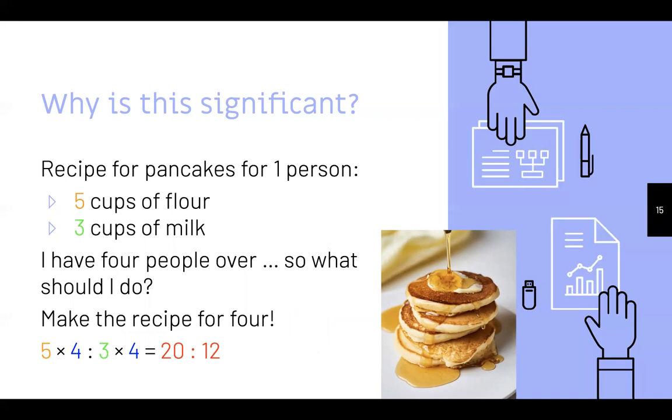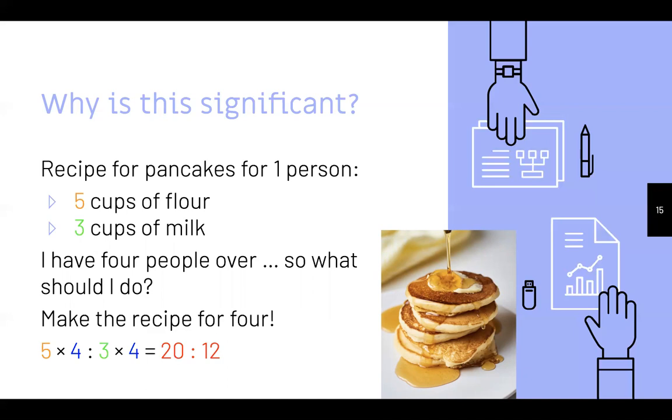5 cups of flour, 3 cups of milk. However, let's say you're not just baking these pancakes for yourself, but you want to bake it for your whole family, right? Let's say I have 4 people over. So what do I do? Do I just do this recipe 4 times?